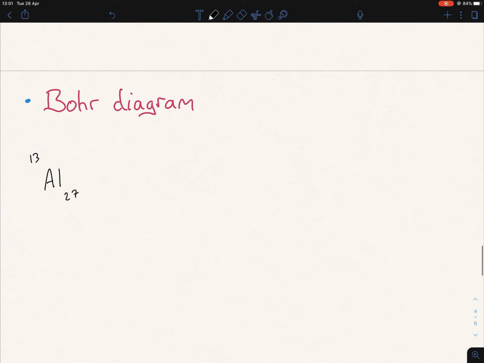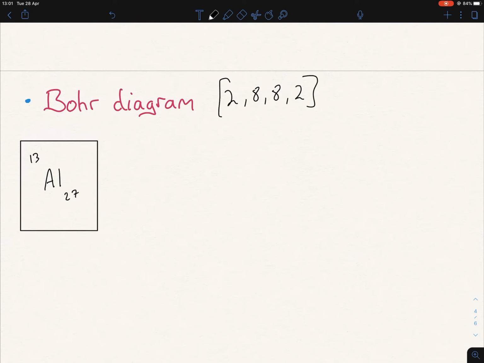Okay, and we put our little box around it. Grand, like so. Okay, let's draw the Bohr diagram. Well, we know the electron configuration is going to be 2, 8, 8, 2. That's the order it has to go in, and that's the max number of electrons in each orbit.